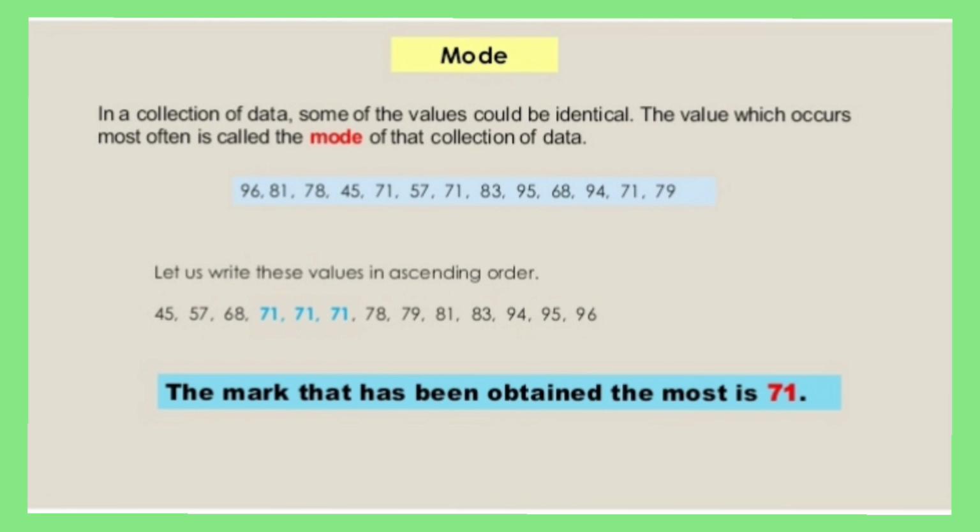So what is the most occurring value here? That is 71. The mark that has been obtained the most is 71. So the mode here is 71.